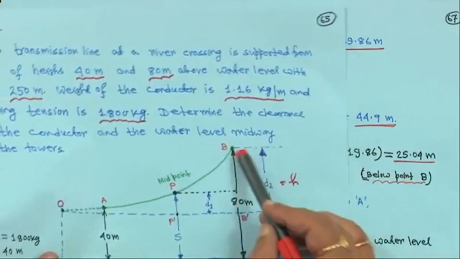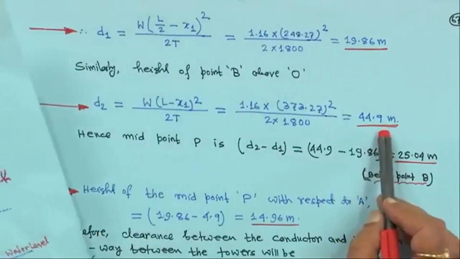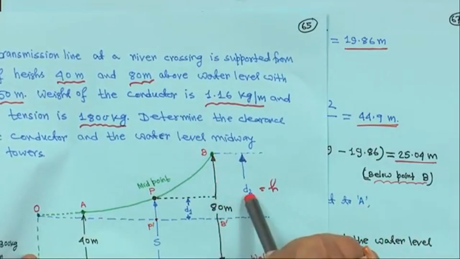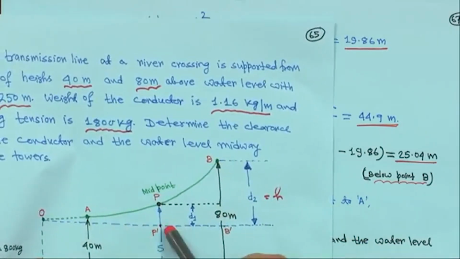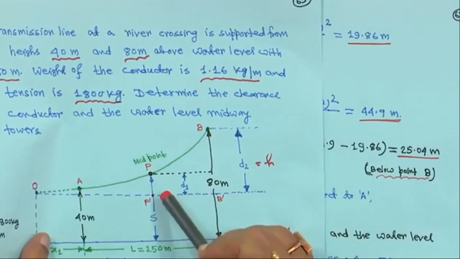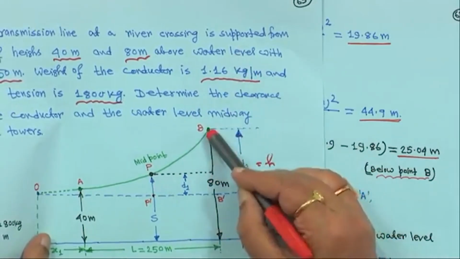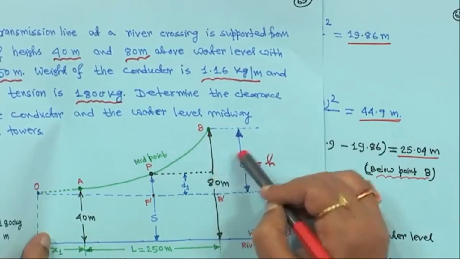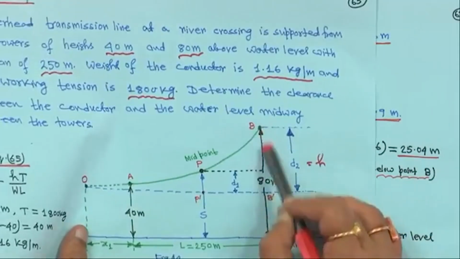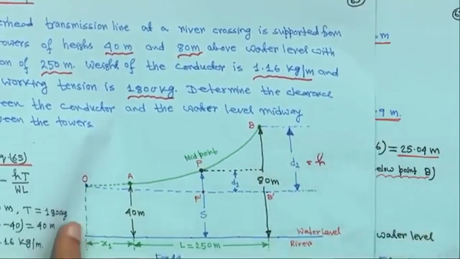So, this point is below point B, because D2 you have got 44.9 meter, this is the total D2, and then D1 you have also got, from here to here. So, below point B means this distance from here to here, D2 minus D1, that is 25 meter below point B.